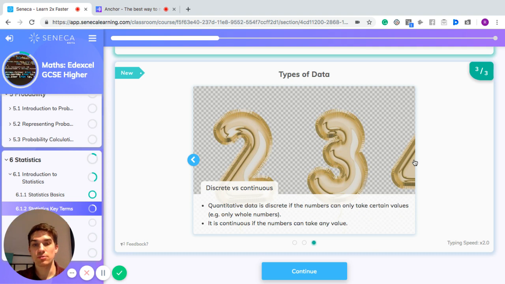For some examples, a discrete set of data might be your shoe size. You can only be size 1, 1.5, 2, 2.5, 3, 3.5, 4, 4.5, etc. But a continuous set of data might be the heights of people, because you can measure that right down to the millimeter, even smaller, how tall people are.